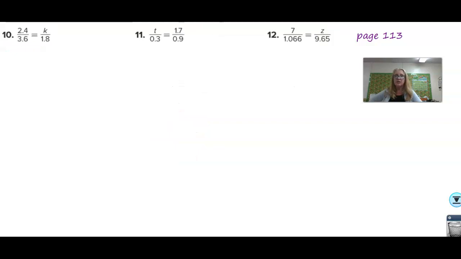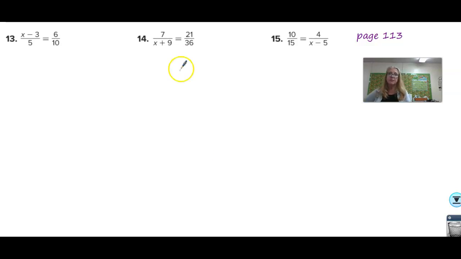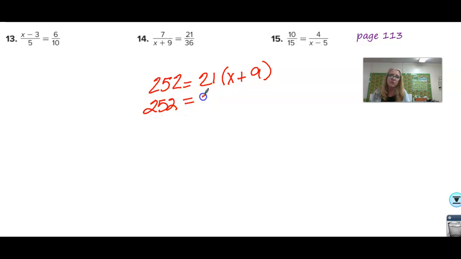Let's get to a little more interesting one before I get interrupted again. Here's one with the distributive property, number 14. Cross multiply. Of course, I pick one I can't multiply in my head. 36 times 7 equals 252. And then we're going to multiply 21 times x plus 9. So we have 252 equals 21x plus whatever 21 times 9 is, 189.